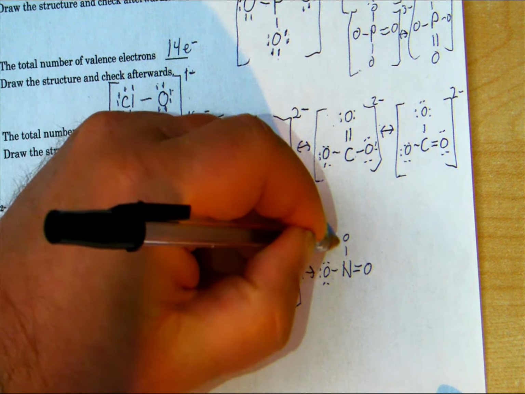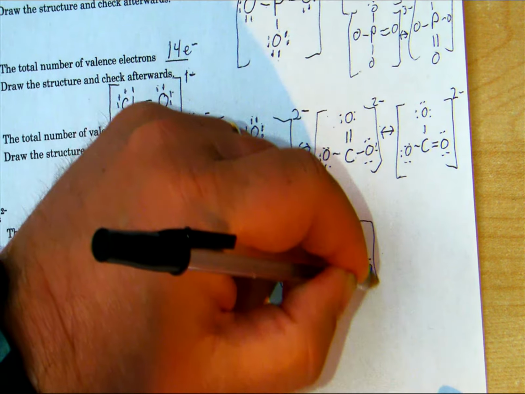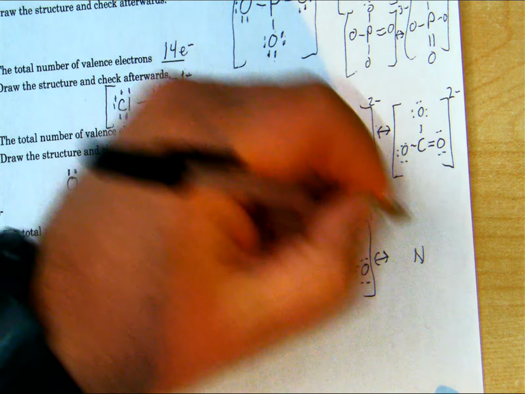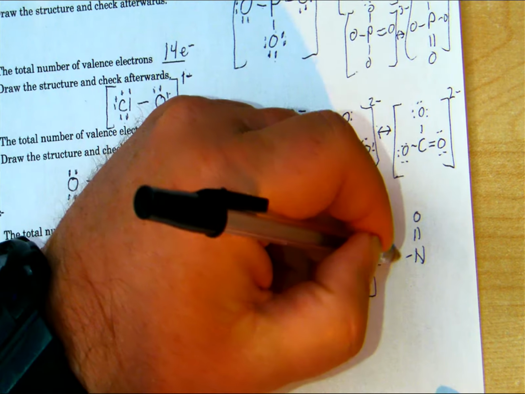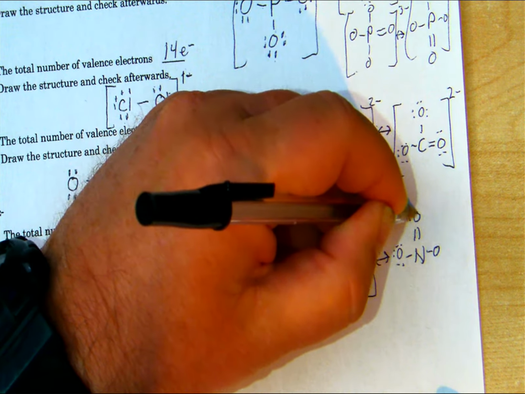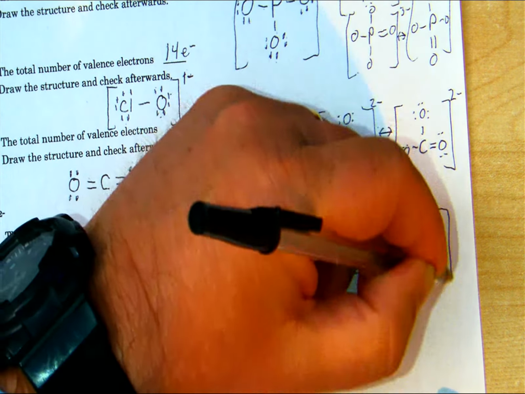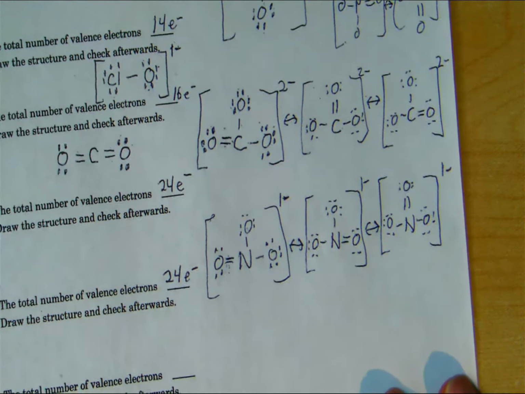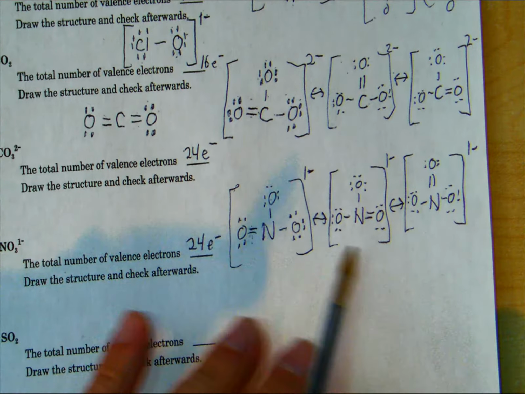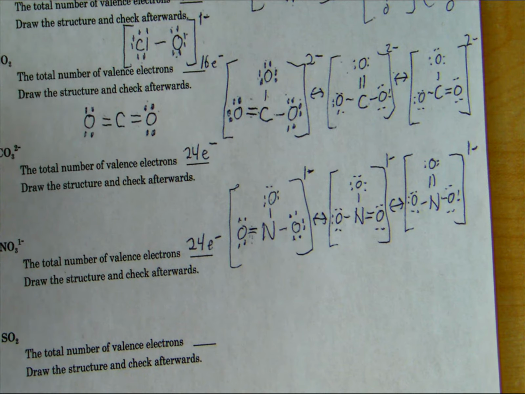2, 4, 6, 2, 4, 6, 2, 4, square brackets, 1 minus charge, double-headed arrow, nitrogen, double bond up this time, 2, 4, 6, 2, 4, 2, 4, 6, square brackets, 1 minus charge, and you're communicating that you understand that it's an equal blending of these 3 possible Lewis dot structures at any given moment.